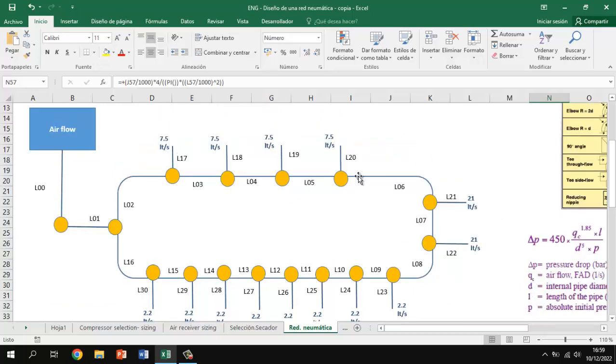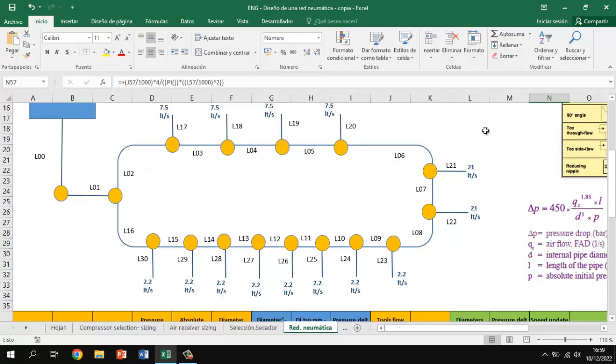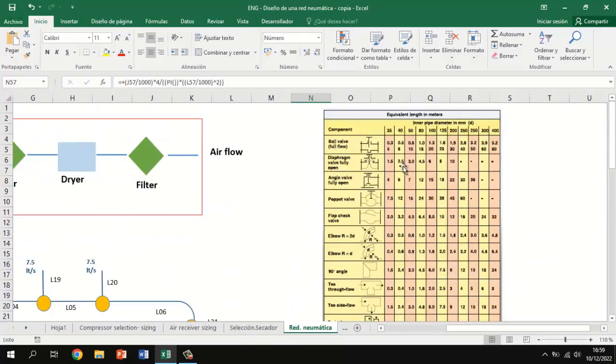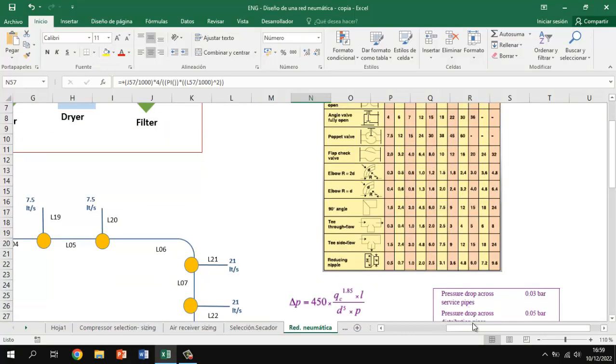Maybe you're thinking that here you can have elbows, valves, I don't know. I've not put these because the only difference is that you're going to add to the length, and as you can see, there's an example. But the methodology is the same.